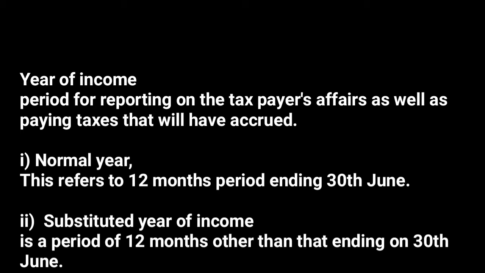So year of income is divided into three. We have the normal year of income, and this refers to the 12 months period ending on 30th June.